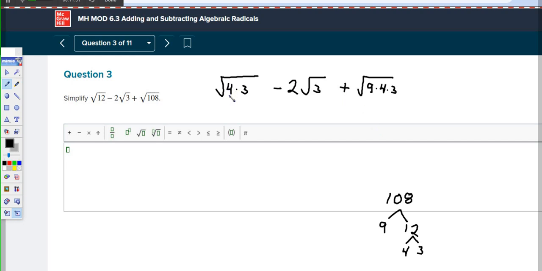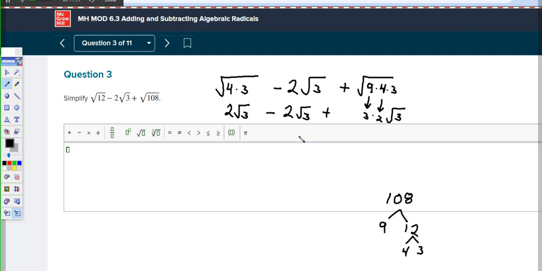So let's see what we have here. The square root of 4 is 2. And then I have square root of 3. Subtract off of that 2 square root of 3. And then add to that, let's see, we know the square root of 9 is 3. The square root of 4 is 2. And then I can't do anything with that square root of 3 that's left over. It's not a pair, and it's not a perfect square. So I have 2 square root of 3 minus 2 square root of 3.